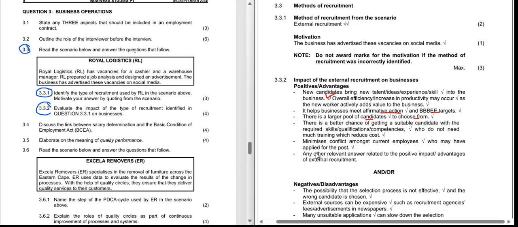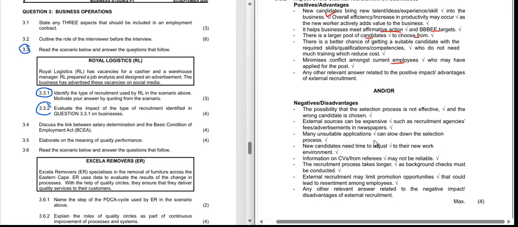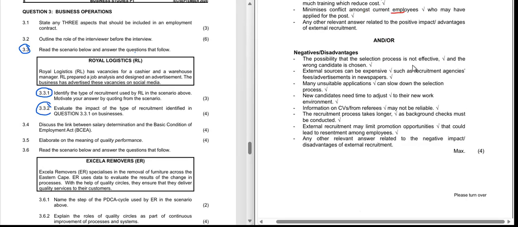And then it minimizes conflict amongst current employees who may have applied for the post. So by employing someone externally, there's not going to be a conflict because you have not taken someone who was already working there. Because by taking someone who's already working at the company, if there are more people that have applied, that's going to create a conflict if you choose one and leave others out. So basically, that's the point they're trying to make here. So these are some of the advantages. Let's look at disadvantages. The possibility that the selection process is not effective and the wrong candidate is chosen.